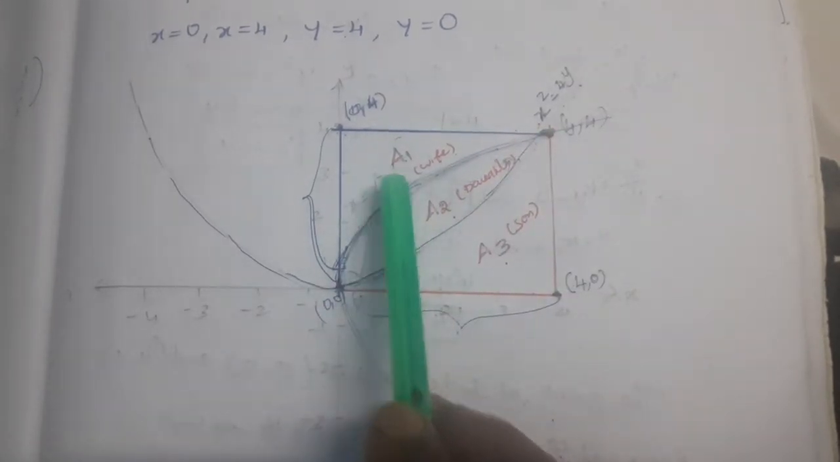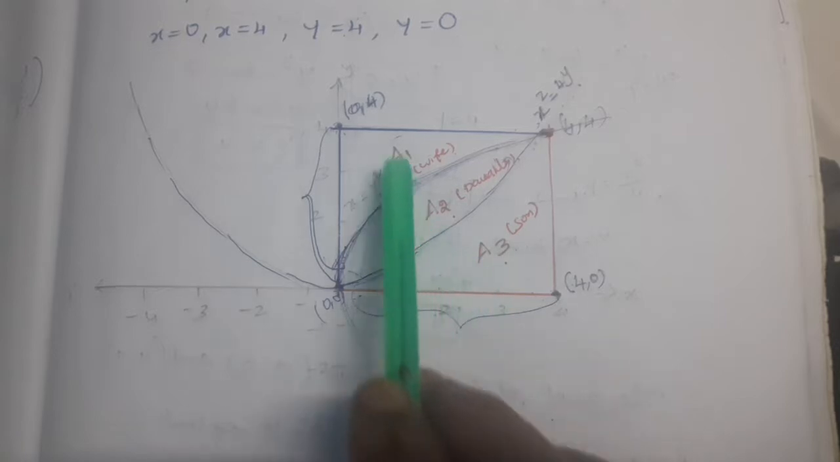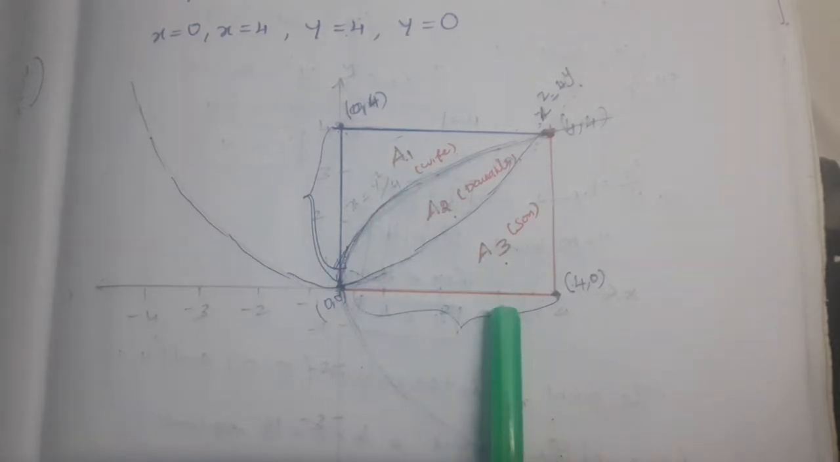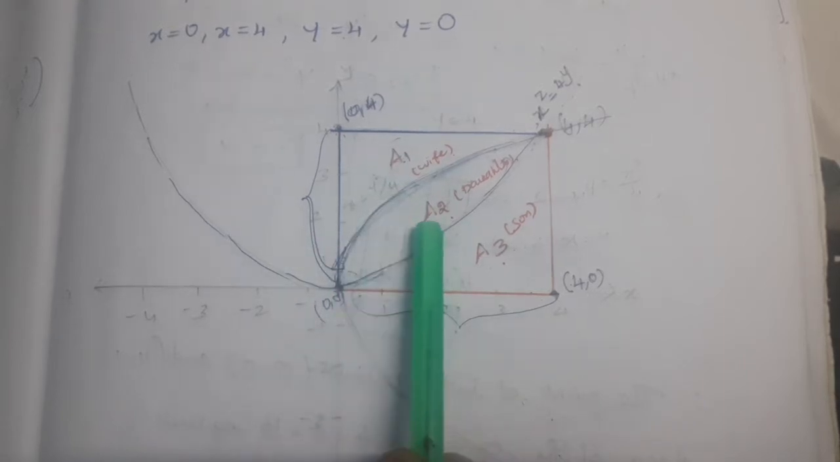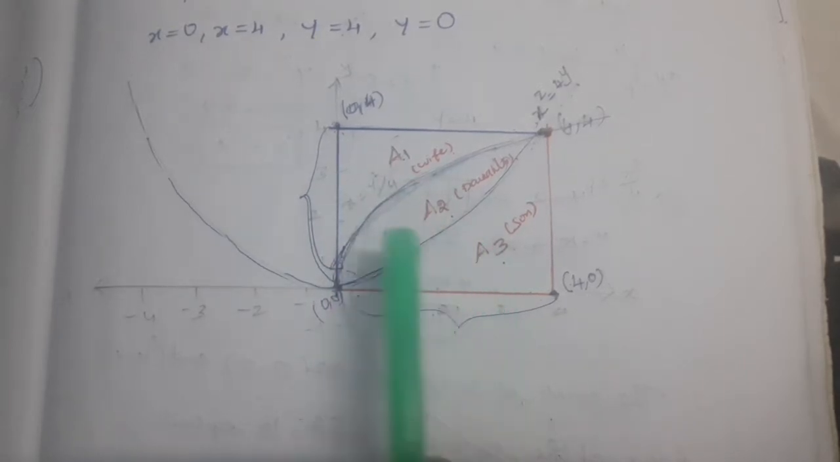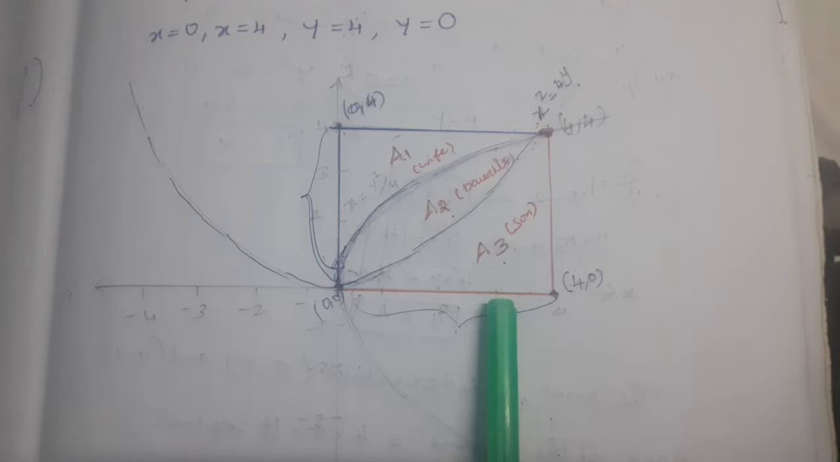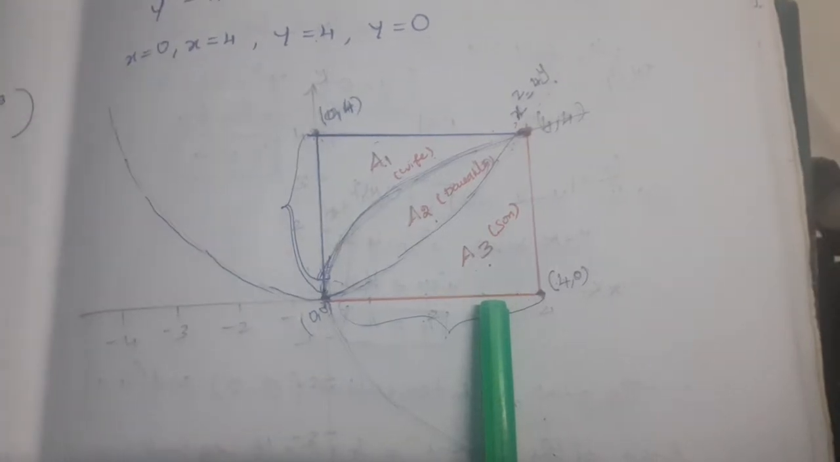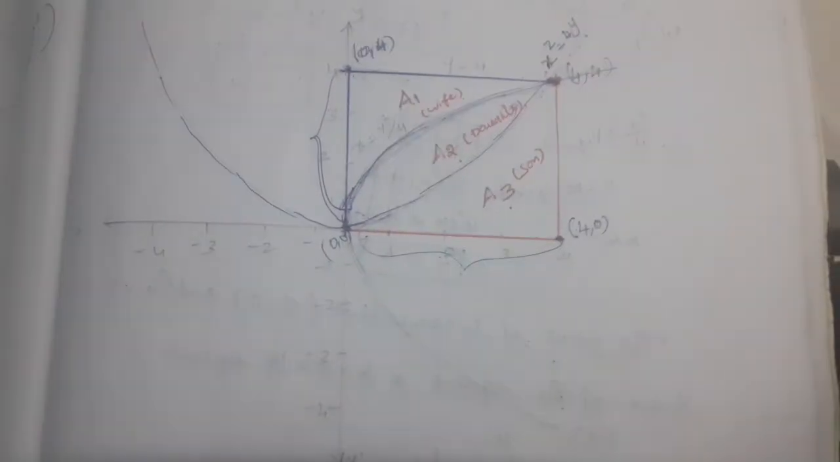First, label the regions A1, A2, A3. Identify the curves to see whether it is able to divide into equal parts or not. We are going to find the area of the wife, the area of the daughter, and the area of the son. If the three answers become equal, it means the square field is able to be divided into 3 equal parts.